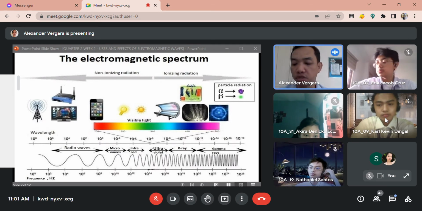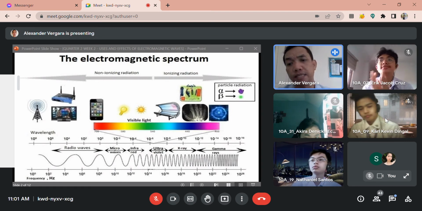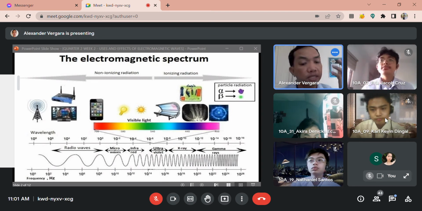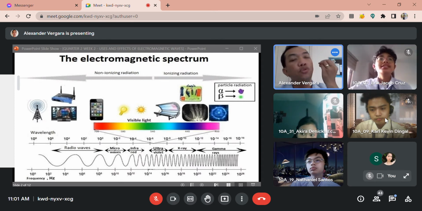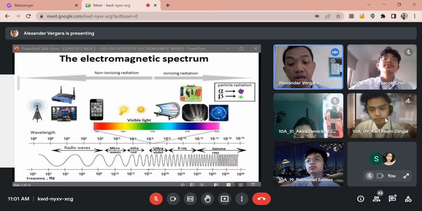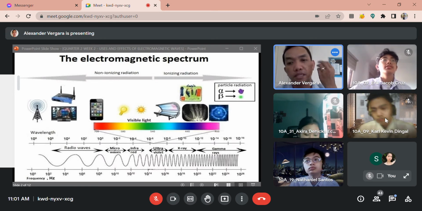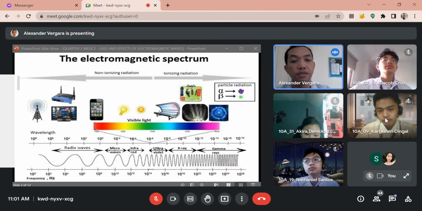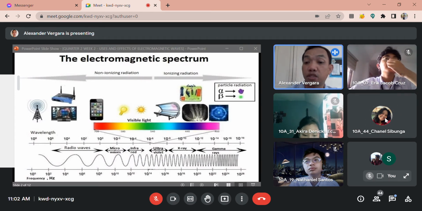Very good. So let's give our virtual claps to Nathaniel. Because of this technology, this is one of the useful effects of this electromagnetic radiation. That's why we come up with the microwaves. The chemotherapy we're using because of gamma rays. Your cell phone, your laptops, that's the one that we're using. It's because of these electromagnetic waves.